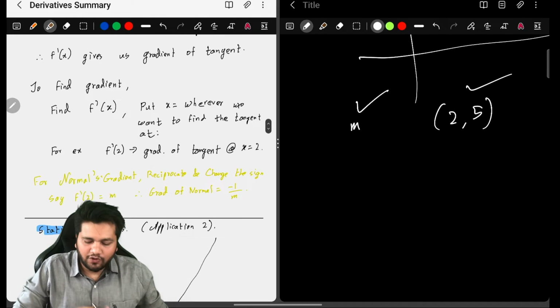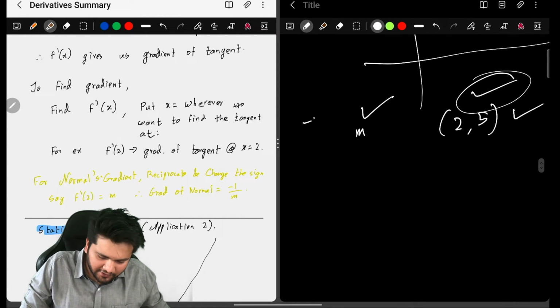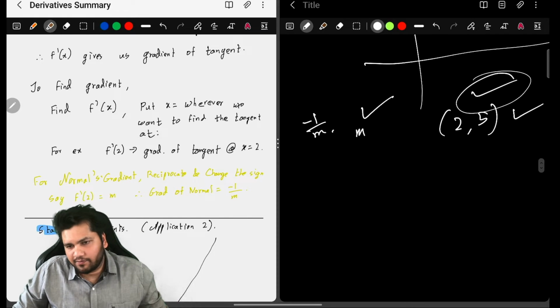Second thing, if they ask you for the normal, the point is the same, of course, no problem. The only thing is the gradient of the normal would be minus 1 over the tangent gradient, that is, reciprocate it and change the sign, and you will get the gradient of the normal. Same thing.